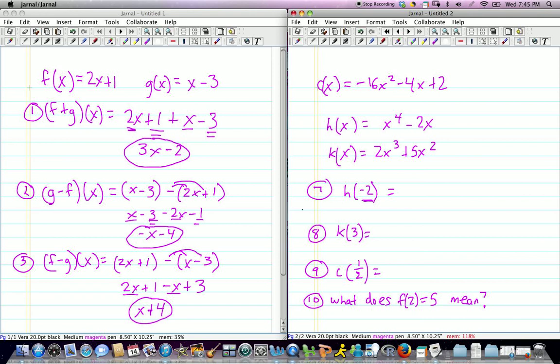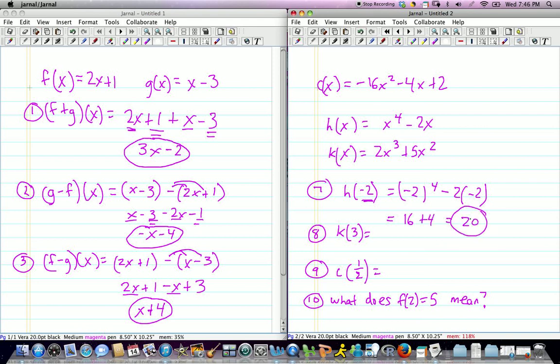So if you look at number 7, it says h of negative 2. H of x was listed as x to the 4th power minus 2x. So every place I see x, I'm going to write negative 2 because that's what this means. So instead of having x to the 4th, I have negative 2 to the 4th. Instead of having minus 2x, I have minus 2 times negative 2. So I evaluate here, negative 2 to the 4th power is positive 16, and negative 2 times negative 2 is positive 4. I add them together and I get 20 as my answer.